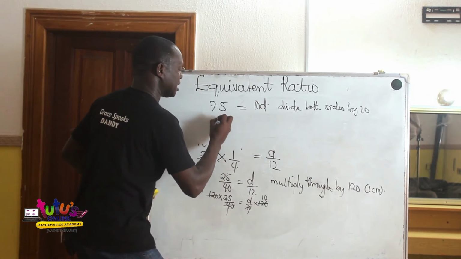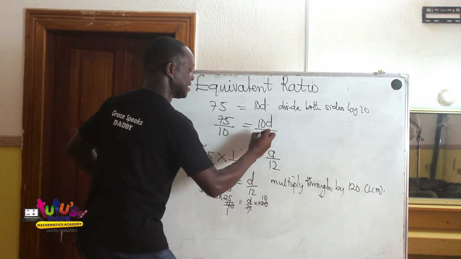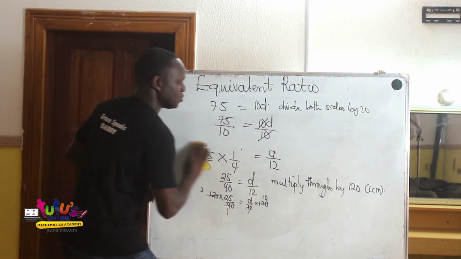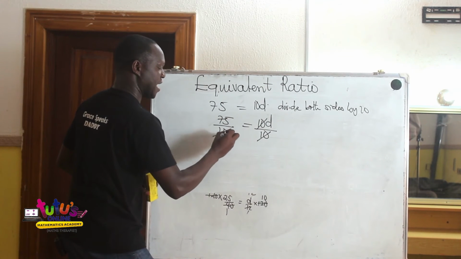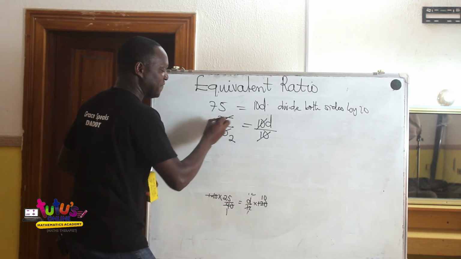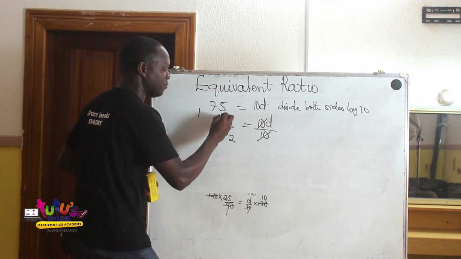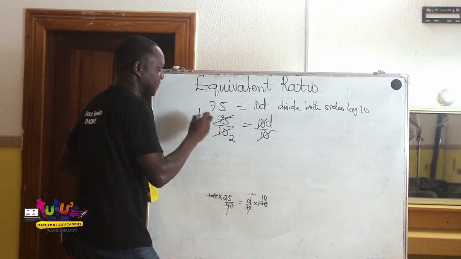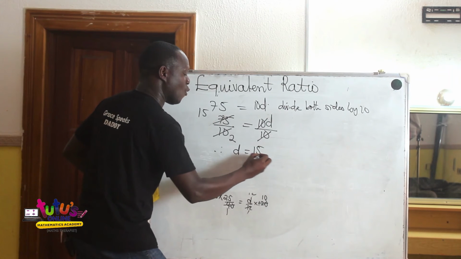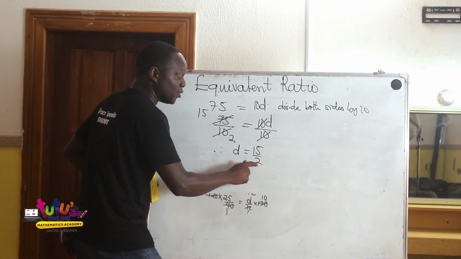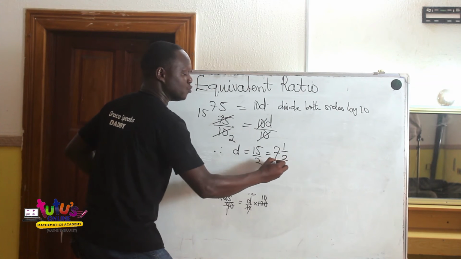So 75 over 10 is equal to 10D over 10. So the 10 will go. What we have here is 5 gives us what? 5 into 75: 5 into 7 is 1, remainder 2. Bring it here. 5 into 25 is 5. So therefore, our D gives us 15 over 2. Now 2 into 15 gives us 7 whole number and 1 over 2.